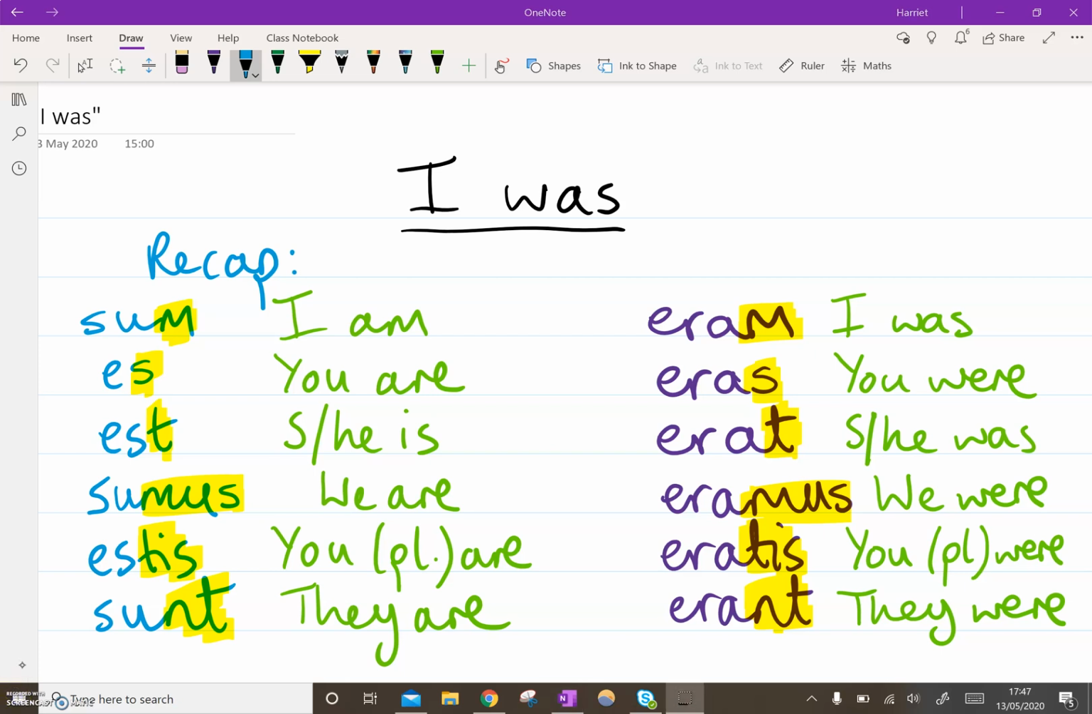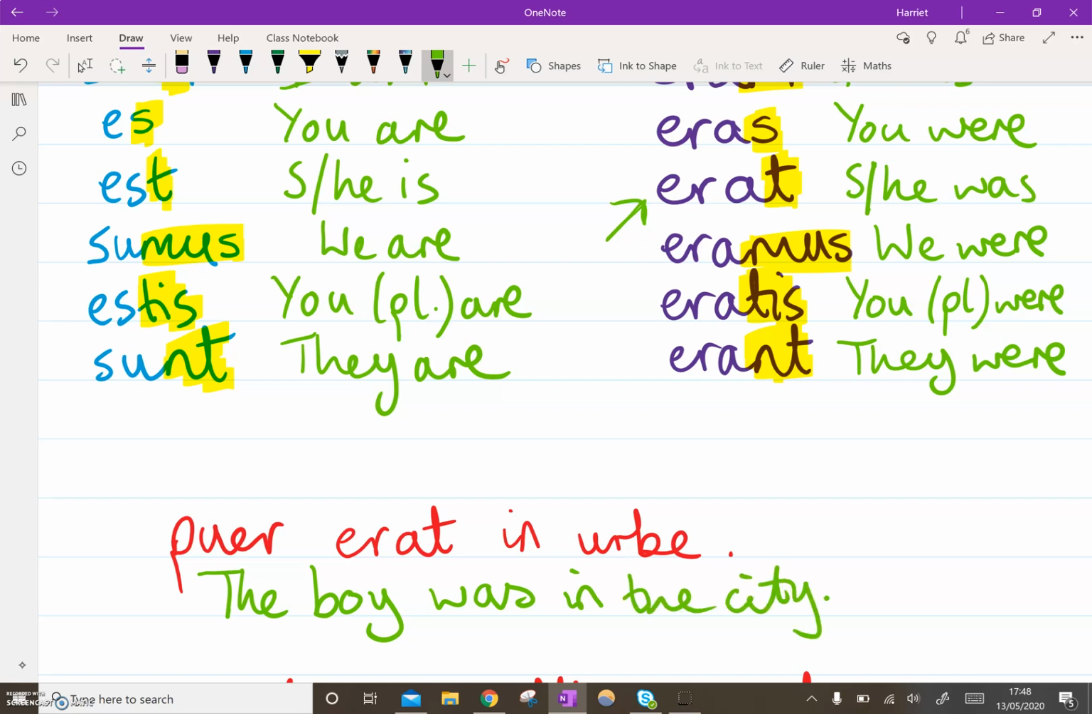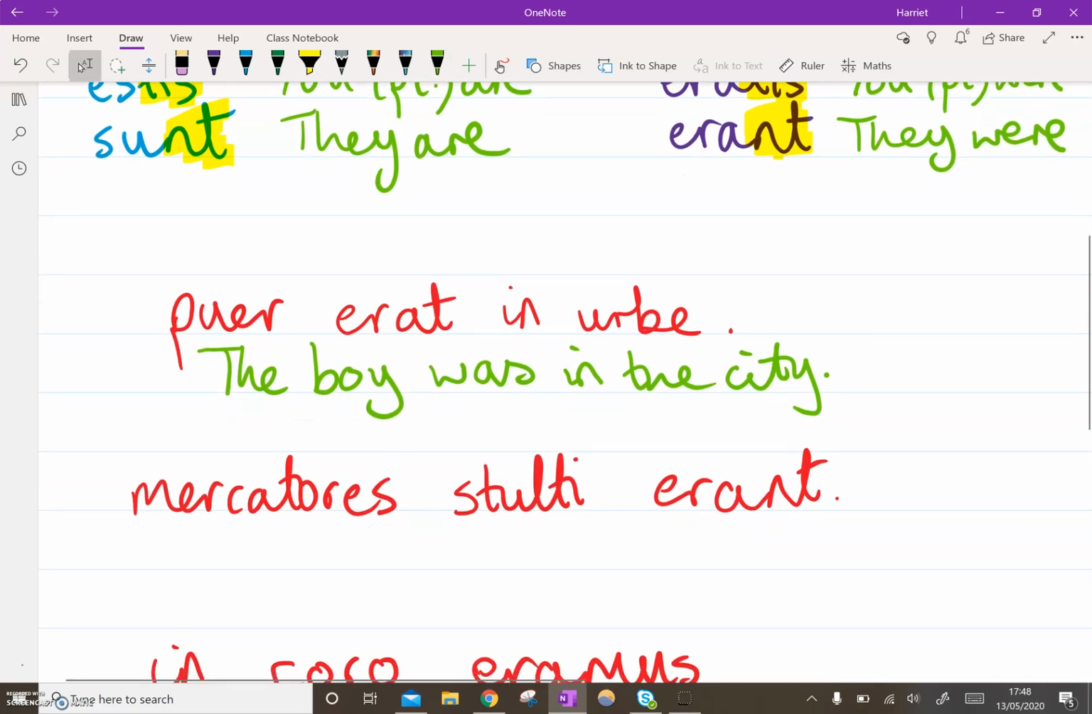Okay, we're going to use these words to do a little bit of translation before I let you get on with the story. So here's some examples. Please write out the Latin and then the translations underneath. I will go through them with you. So puer erat in urbe would then mean the boy was in the city. So obviously in that table, it tells us that it means he or she was. We don't need to put in a he because we're given the nominative puer, so we just say the boy was. Okay. Second one, mercatores stulti erant.